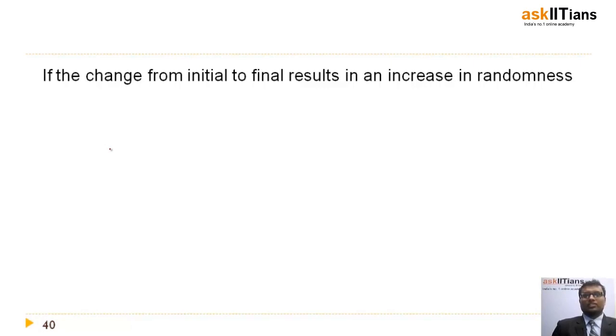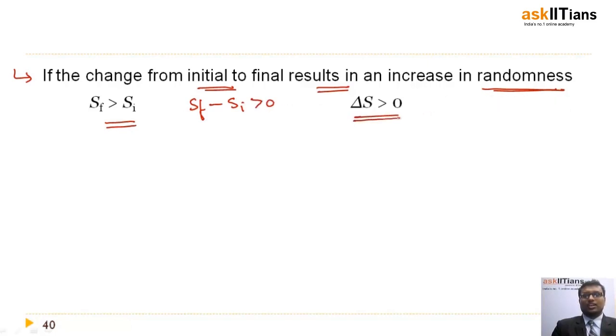So what is happening, friends? With the increase in randomness, there is an increase in entropy, because with an increase in randomness there is an increase in disorderedness, and simultaneously because of that, entropy increases. So if the change from initial to final results in an increase in randomness, there is an increase in entropy. So what does that mean? Final entropy minus initial entropy is greater than 0. So that's why delta S is greater than 0.